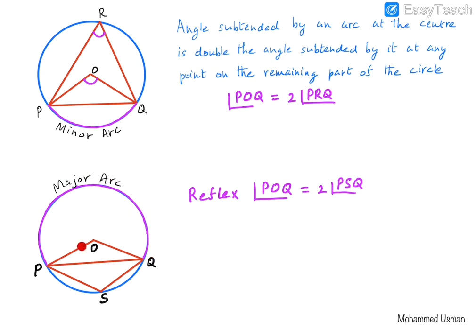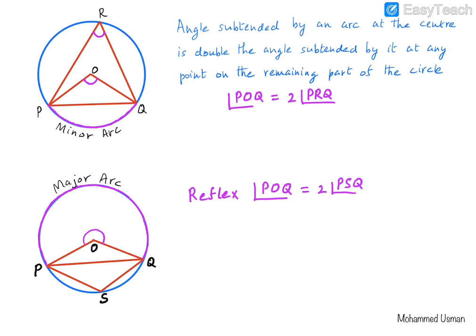The angle subtended at the center is twice the angle subtended at any other point on the remaining part of the circle. So when we have the angle subtended by the major arc, which again I have highlighted in pink here, the subtended angle at the center is this angle over here. So that's the reflex angle POQ. So that's POQ, but on the reflex side. So we call it a reflex angle POQ.